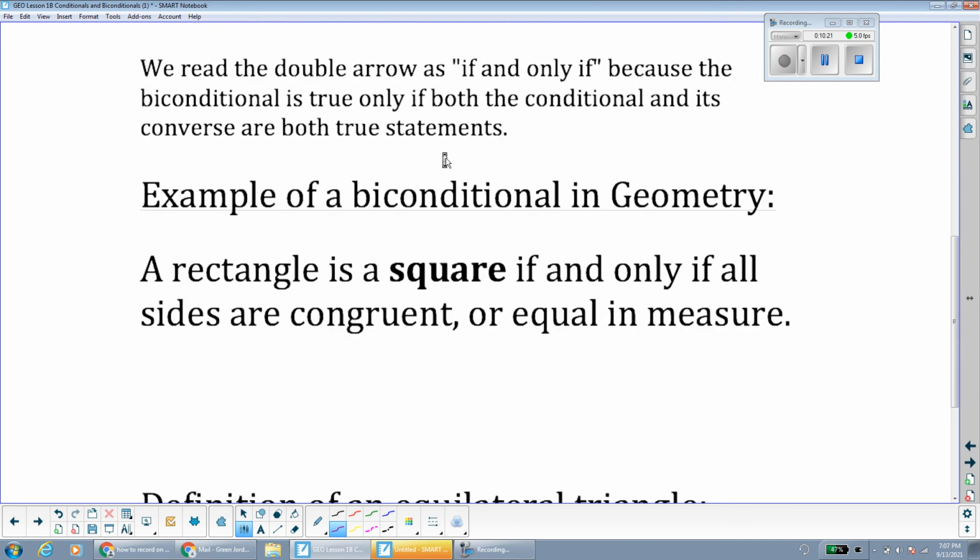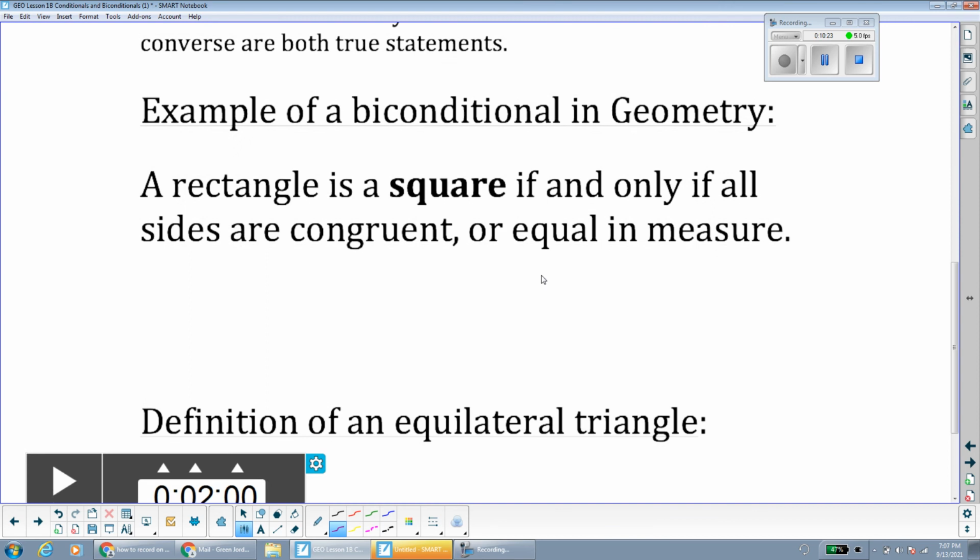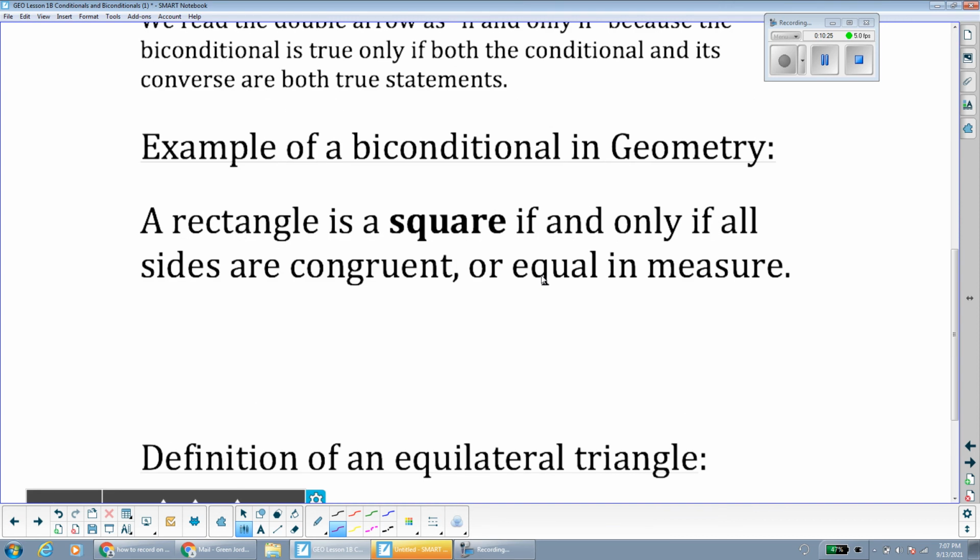Here's an example of a biconditional in geometry. A rectangle is a square if and only if all sides are congruent or equal in measure. So this is a biconditional definition of a square, because if you read it forwards or backwards first, you'll have true statements. Both the original conditional and its converse are true.